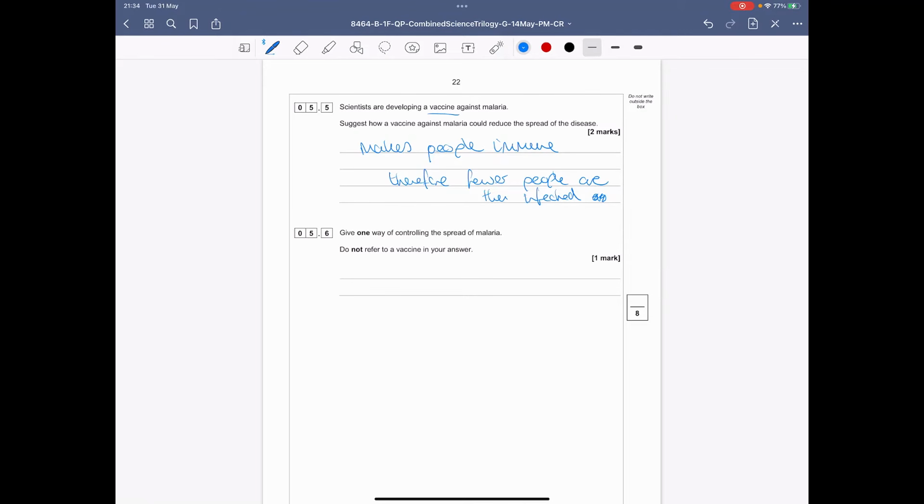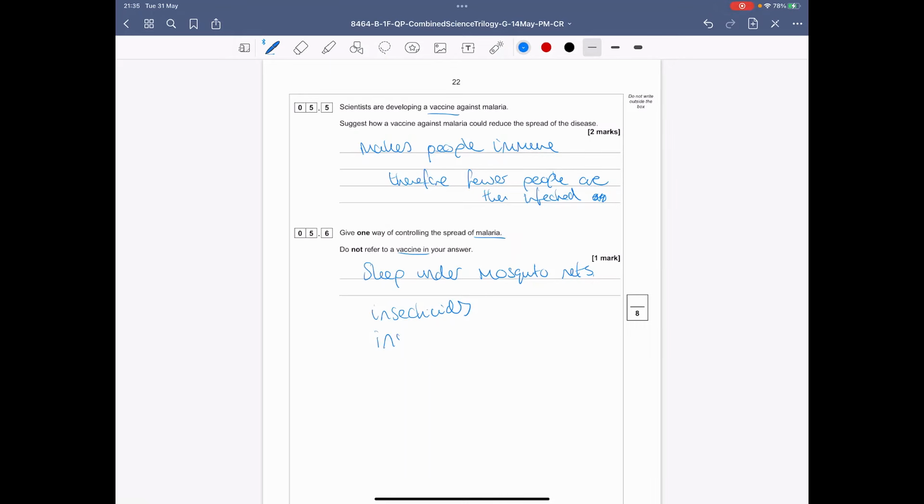Question 5.6. Give one way of controlling the spread of malaria, but we can't refer to a vaccine. So what we effectively want to do, if you want to control malaria, is stop the mosquitoes from biting you. We want to get rid of the mosquitoes. If you live in a country that has mosquitoes, you can sleep under nets. Okay. You could then, to actually get rid of the mosquitoes for good, use insecticides, which are chemicals which would kill the mosquitoes.